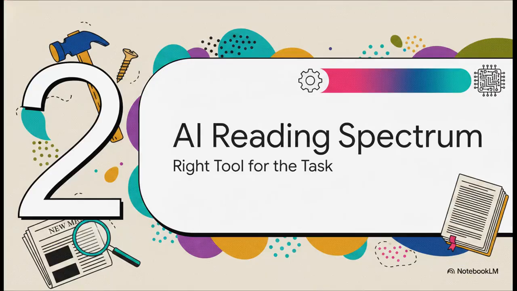Now, here's something you really got to get. Not all AI reading tools are the same. Not even close. You wouldn't use a hammer to turn a screw, right? Well, the right AI tool really depends on the job. The one you'd use for a quick news summary is totally different from one that's designed to analyze a 1,000-page book. They really exist on a whole spectrum of depth.